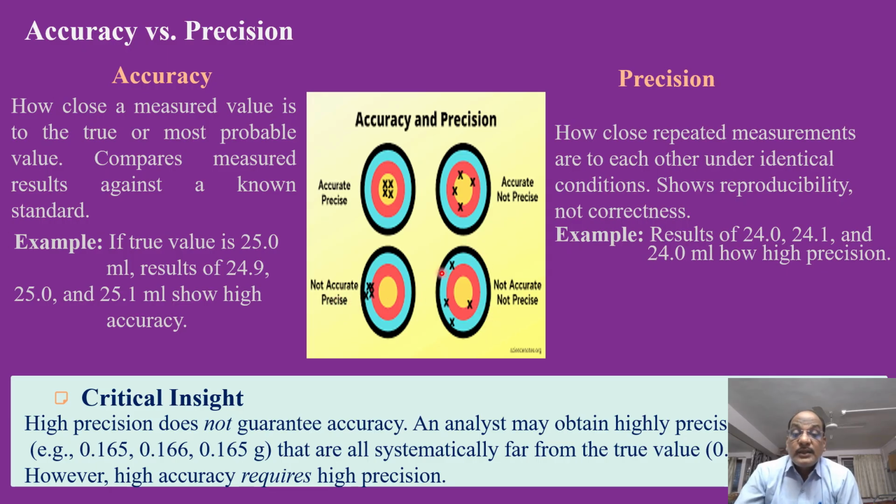Here the four crosses are one on the red circle, one on the blue circle, and one very close to the black circle. The results obtained after such an analysis are neither accurate nor precise. But in this diagram, all four crosses are inside the yellow oval shape, so the results are accurate but not precise, meaning these four crosses are not very close to each other. High precision does not guarantee accuracy. An analyst may obtain highly precise values that are systematically far from the true value.